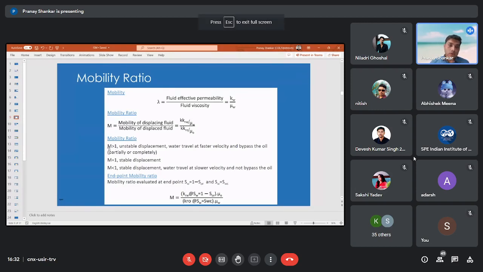But the moment we get into a mobility ratio of more than one, we get into an unstable displacement region. And that's where you have, if you are aware of the terminology, what is called fingering, water fingering through reservoirs. This is basically when your reservoir oil viscosity is much higher than the viscosity of your injected fluid. That is when this fingering phenomenon happens, and that's where you will see a mobility ratio of more than one. And another parameter is the endpoint mobility ratio, which is defined based on your initial water saturation and residual oil saturation.